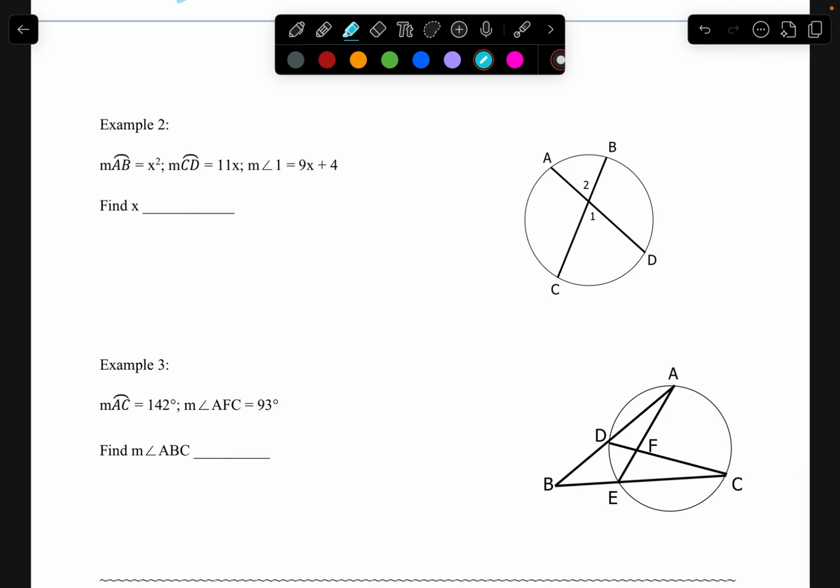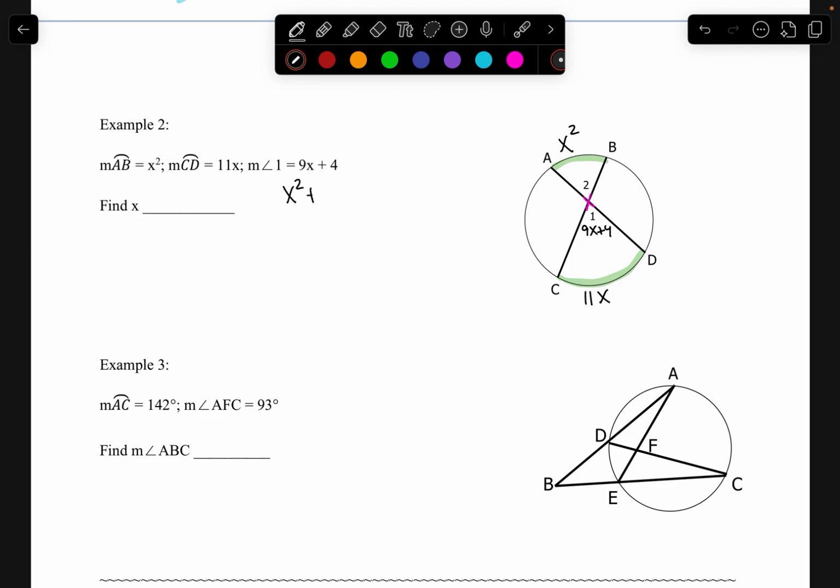Okay, we are moving on now to looking back at angles inside. So remember that when you have angles that are inside, this is where you have to add the arcs together. So I've got arc AB and I've got arc CD. Angles 1 and 2 are vertical angles, so they're going to be congruent to each other. But let's go ahead and label what we have. CD is 11x, and then the measure of angle 1 is 9x plus 4.